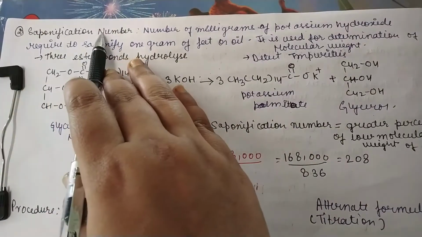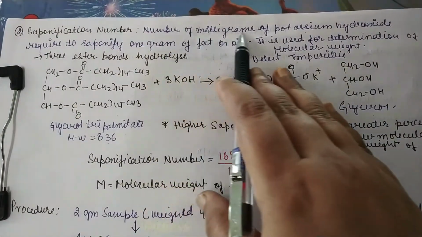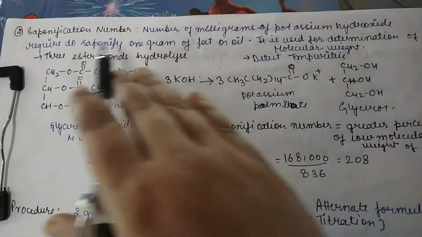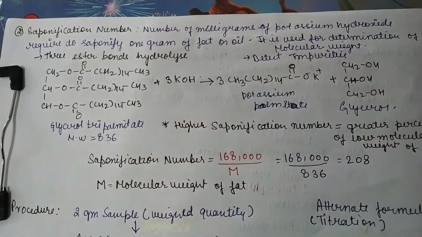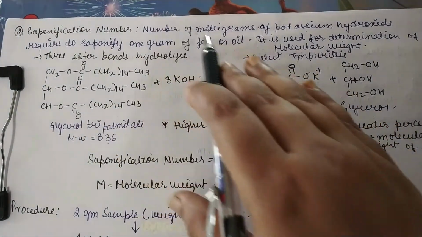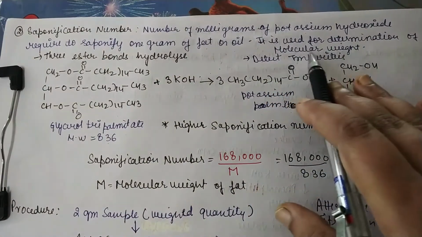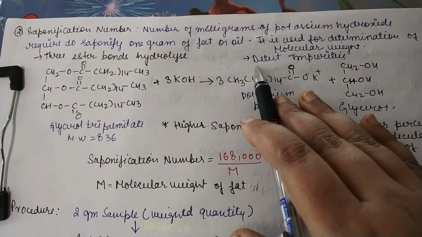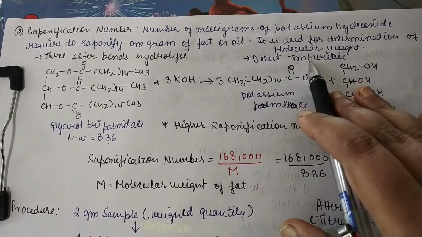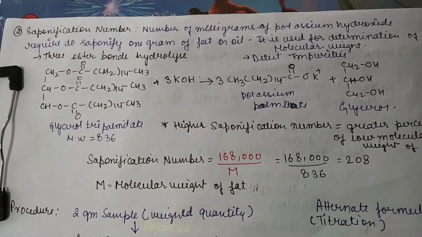Next is saponification number. It is the number of milligrams of potassium hydroxide required to saponify 1 gram of fat or oil. So here this saponification number is used for the determination of molecular weight of the given sample and it also helps in detection of impurities present in the sample.